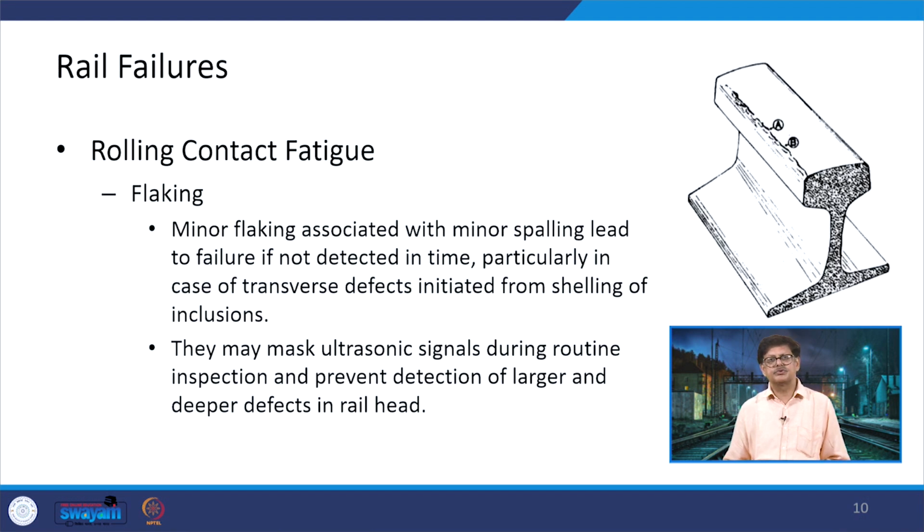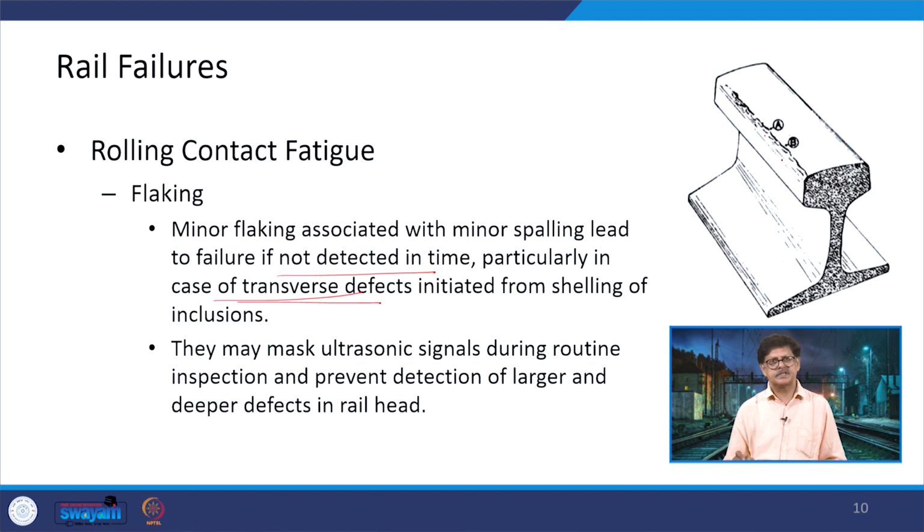This minor flaking associated with minor spalling led to failure if not detected in time. So, if it has been detected in time, then we can do something to control it, and particularly in the case of transverse defects initiated from the shelling of inclusions. If this starts happening, you have spalling and flaking, or all of these things have combined together, as we have seen in some of the diagrams in the previous lecture where the combinations were shown.